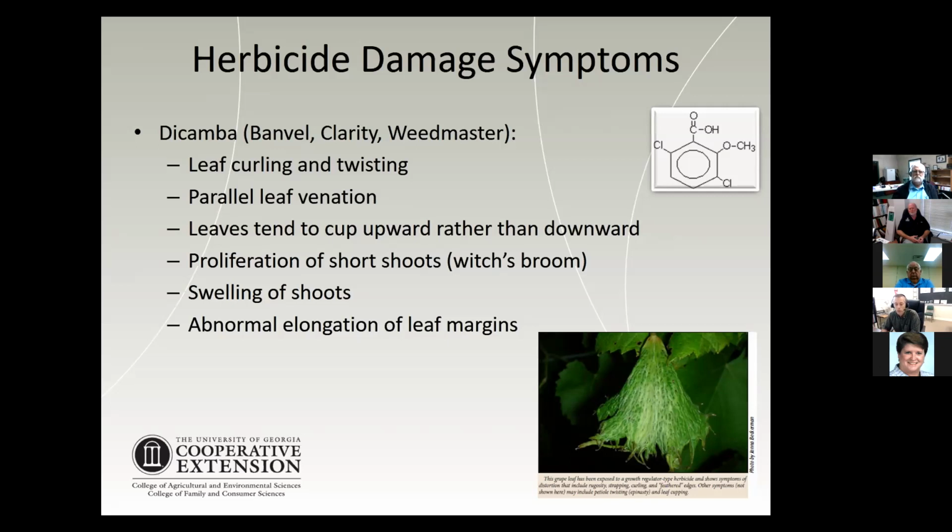Sometimes you'll see shorter growth on the new growth as far as the buds and putting out new branches or leaves. You get sort of a witch's broom effect. You'll see swelling of the shoots. And abnormal elongation of the leaves is another symptom that you'll see sometimes as well.